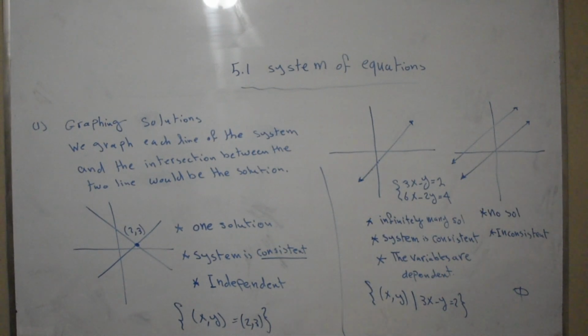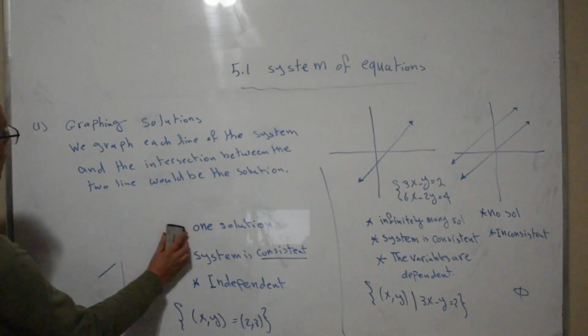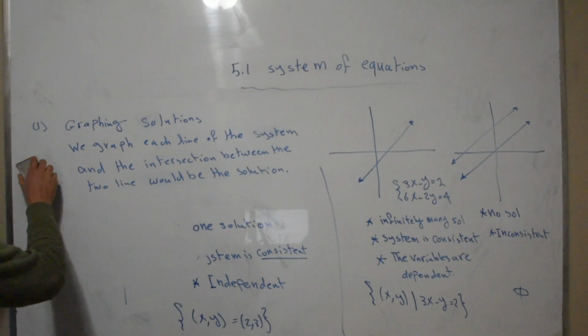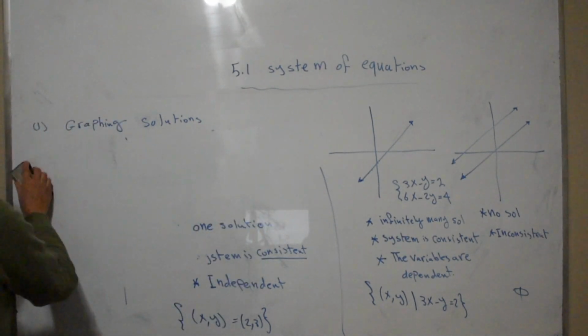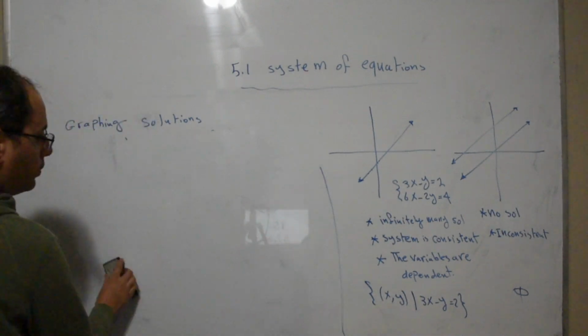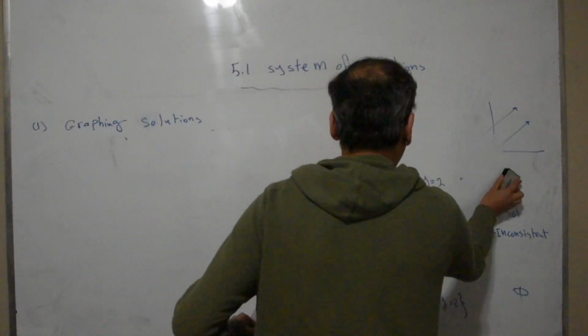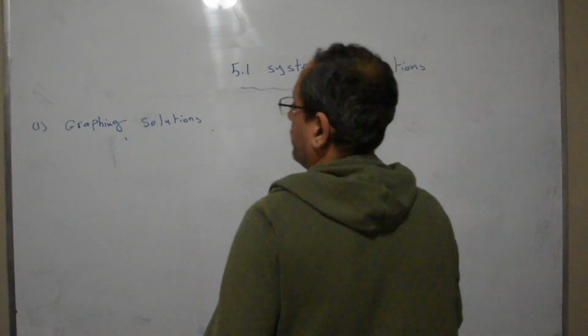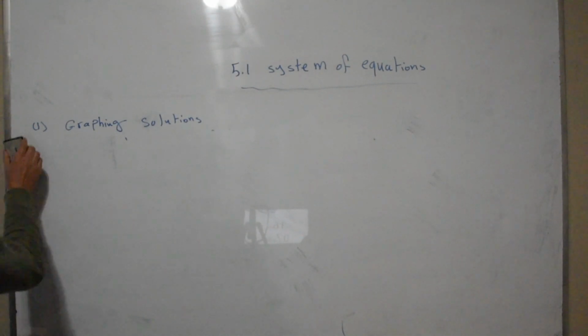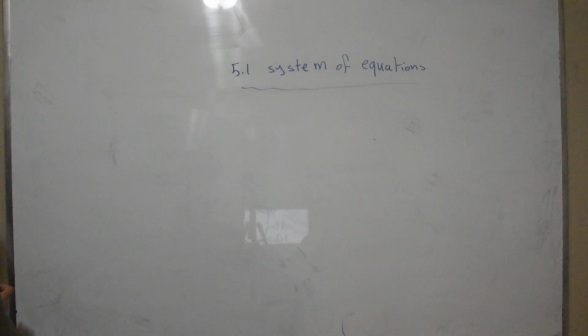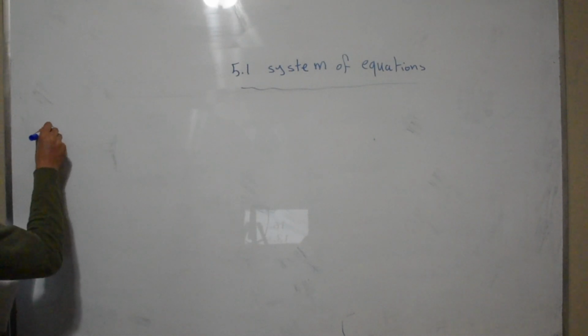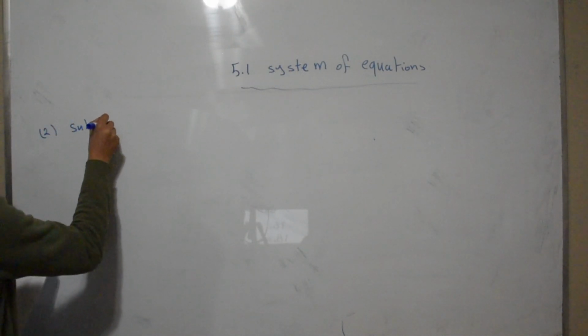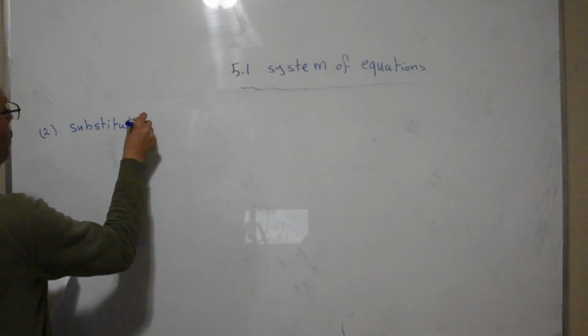Okay, let's get some methods for how to solve this. We went through graphing, the first one. The second method is substitution. So let's see how we do that. Number 2, substitution.